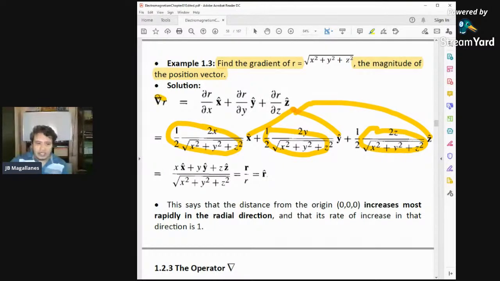And so the gradient of r is just equal to this, which is just equal to r over r, which is just equal to the unit vector r. So the gradient of r, which is the magnitude of the position vector, is the unit vector r. Okay.